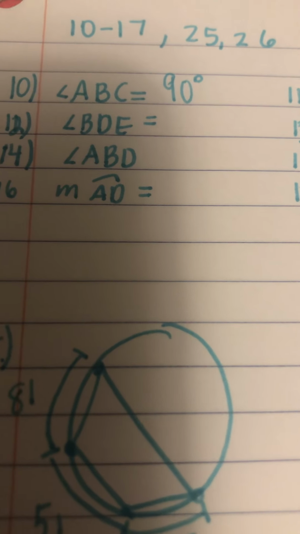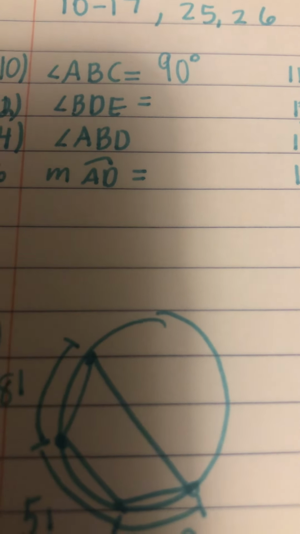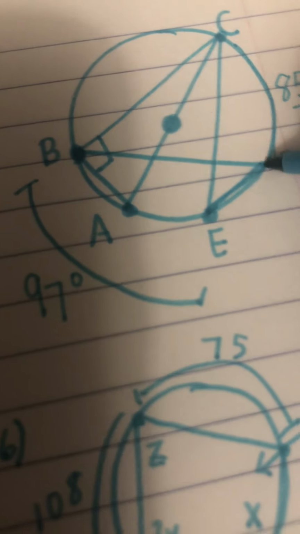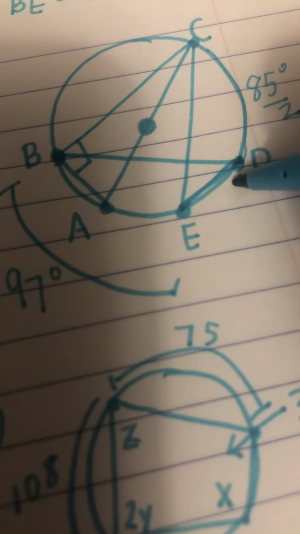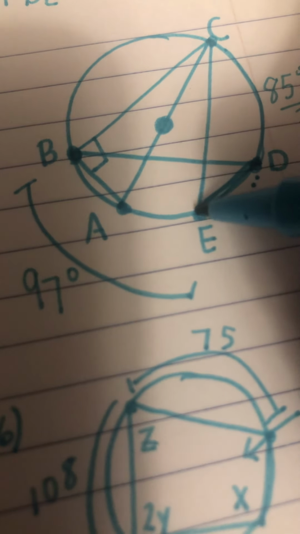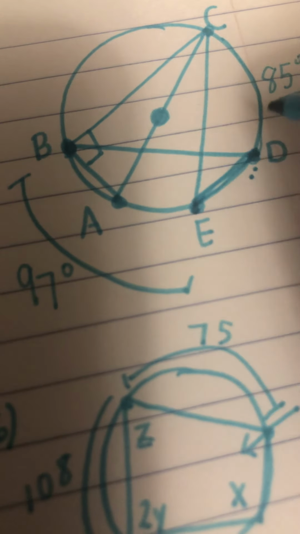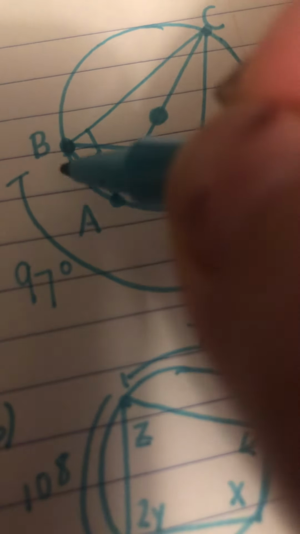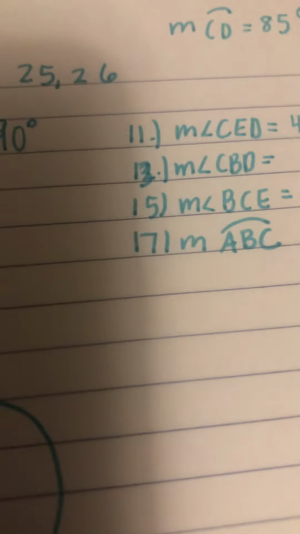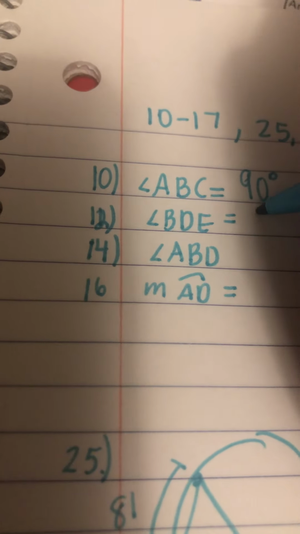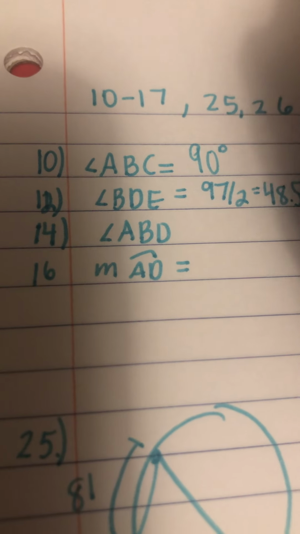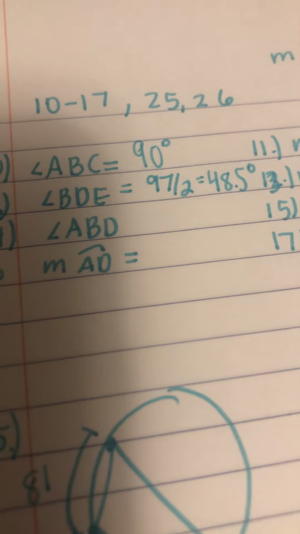Okay, number 12, BDE. This vertex right here is on the circle, so the rule is the angle is half the intercepted arc. If you follow out the chords, it goes from E to B, and we know that is 97 degrees. So you're just going to do 97 divided by 2, which gives you 48.5 degrees. That's BDE.